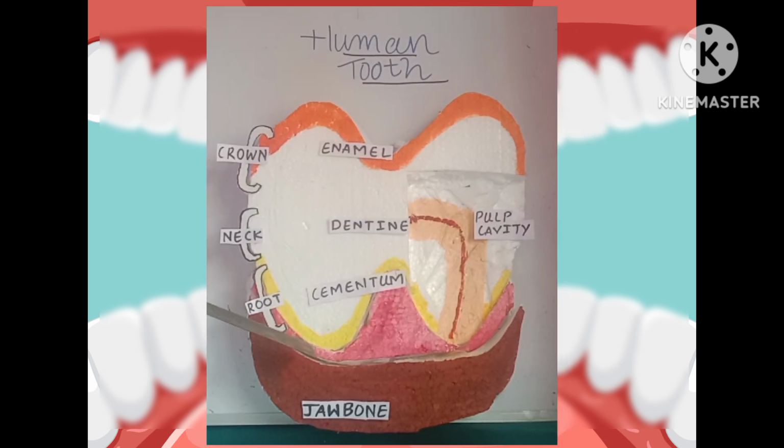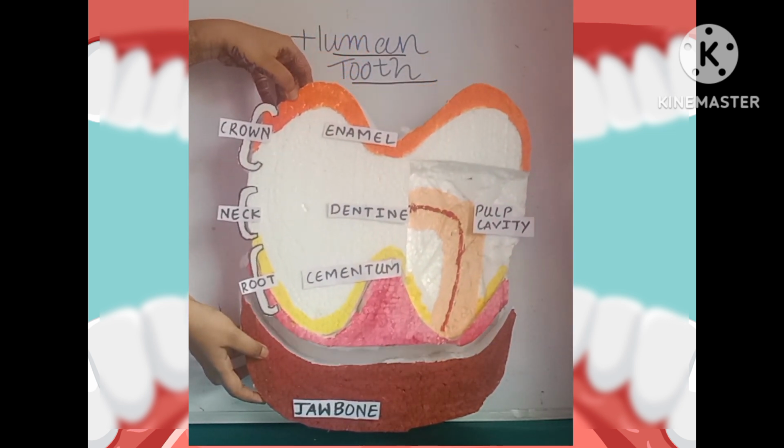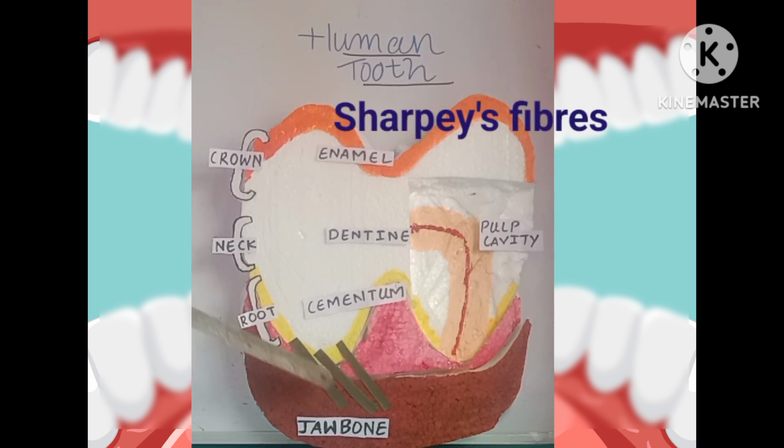At the lower region of the tooth, we find the layer of cementum. Cementum helps the tooth to attach itself to the jawbone. Tooth, along with the gums, is embedded inside the socket of jawbone. Cementum helps the tooth to attach itself to the jawbone with the help of these fibers known as Sharpey's fibers.